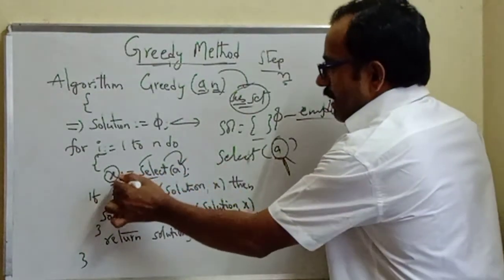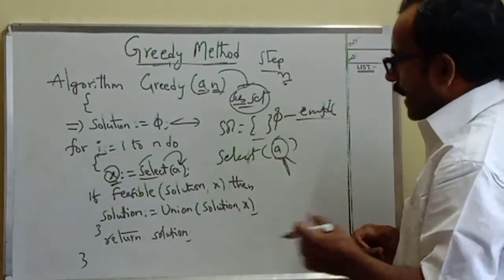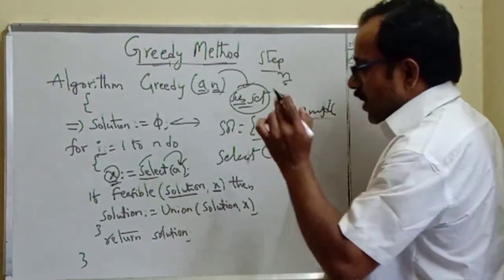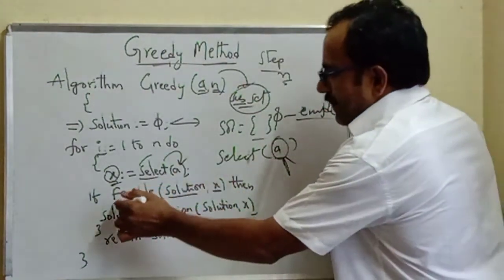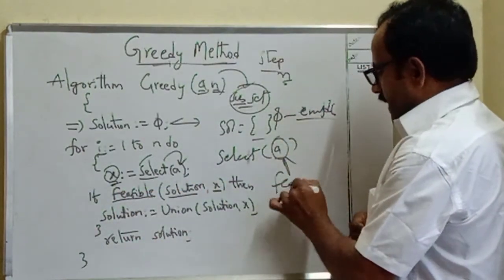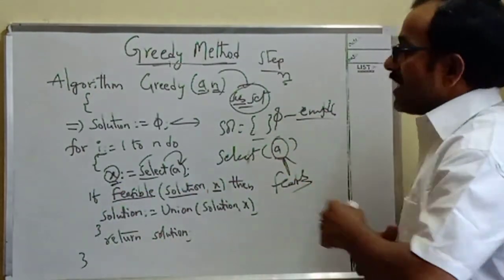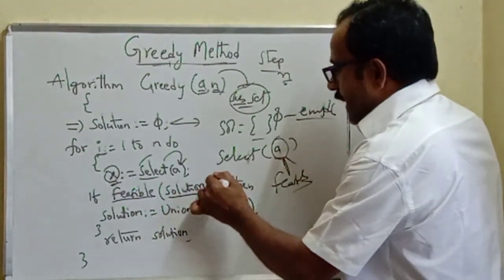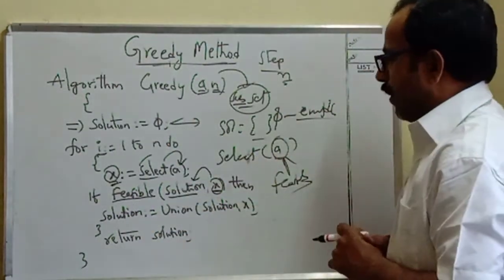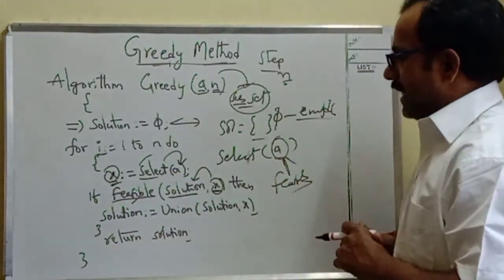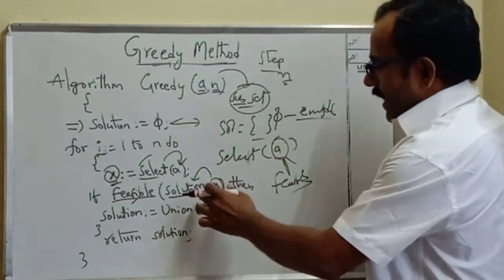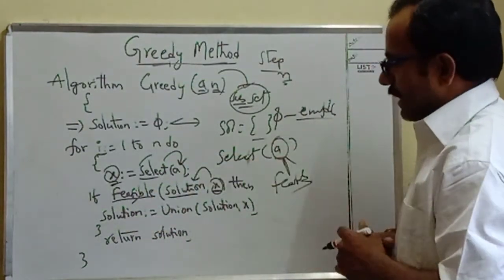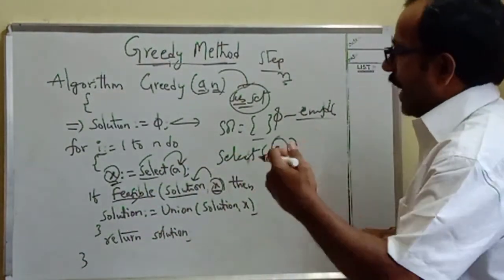After selecting one element out of n elements, immediately verify whether inclusion of that particular element is possible or not, by using feasible as another function, which verifies the possibility. Whether inclusion of this x into this particular solution is possible or not, we check using the feasibility function. I have already told you, select and feasible vary: the nature of selection and feasibility varies based on the problem.